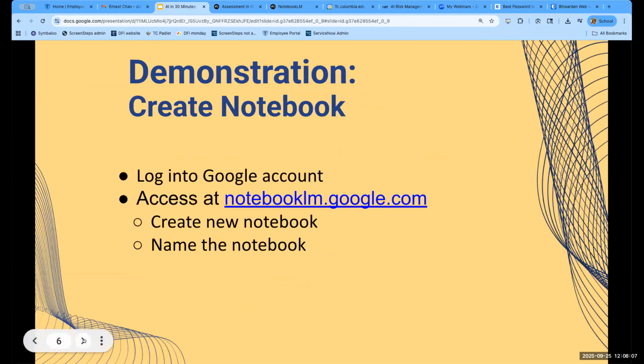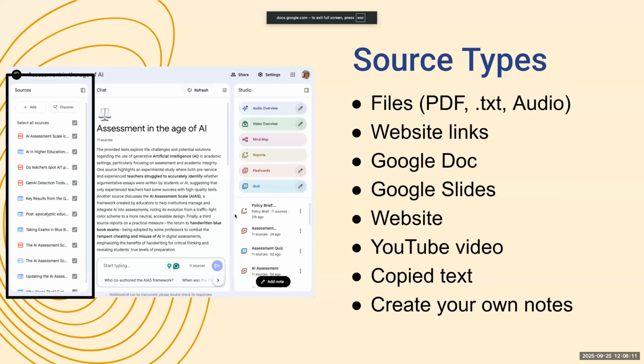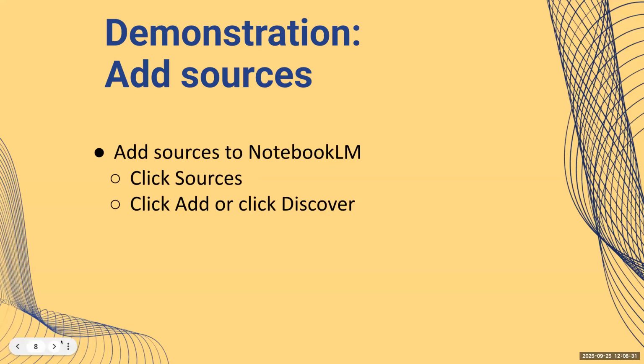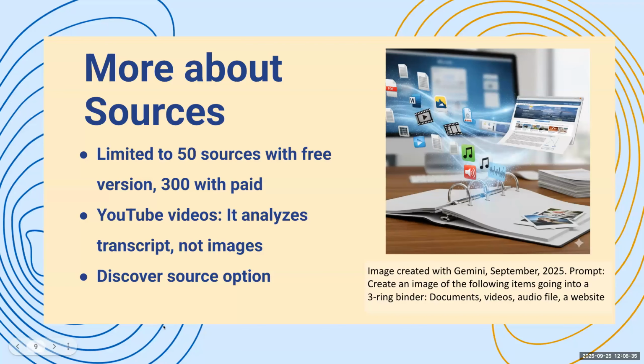Okay, let's talk a little bit about the sources. So the file types that you can have: PDF, TXT, audio, you can put in website links, Google Docs, Google Slides, YouTube videos, those are the only videos that you can put in. You're putting in a link to the YouTube video, copy text, and then you can create your own notes. All right, so we just did that. So let's talk about sources, a bit more information.